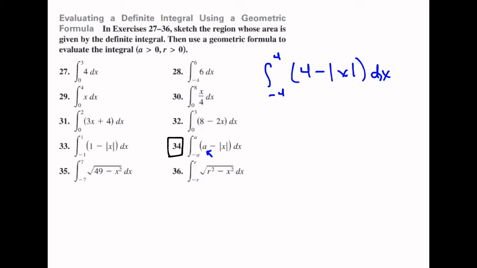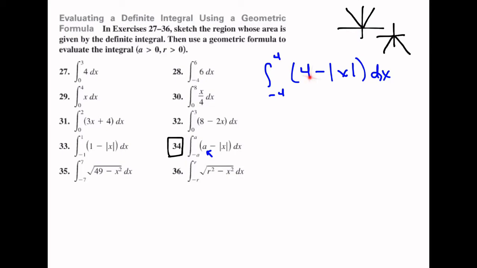Alright, so the key here is for you to be able to graph this, preferably with a calculator. If you know that the absolute value of x looks like this, then you would know that the negative absolute value of x looks like this.